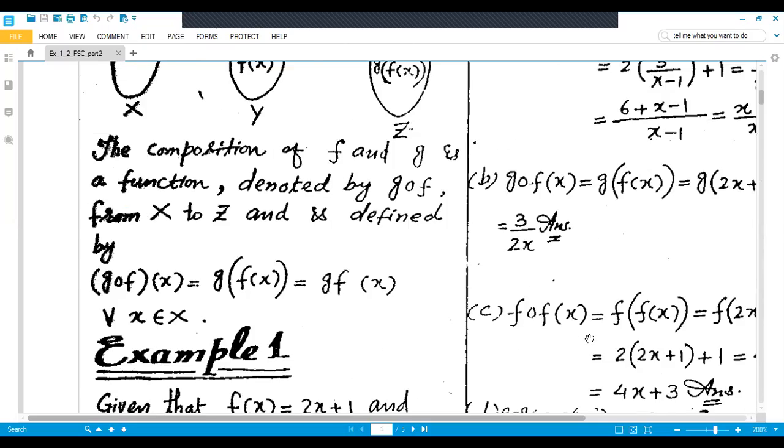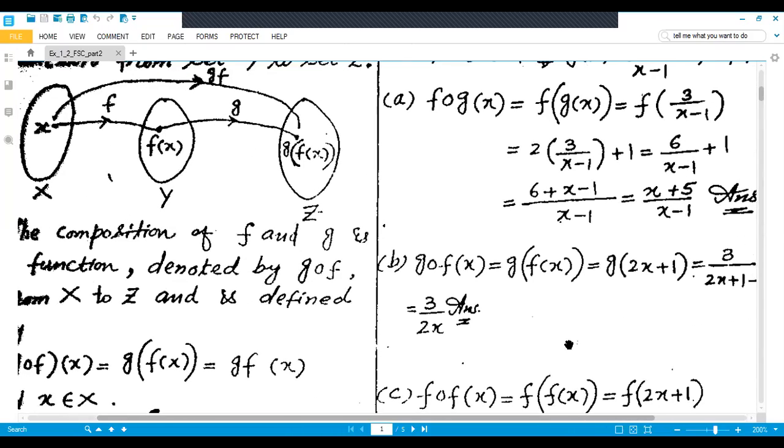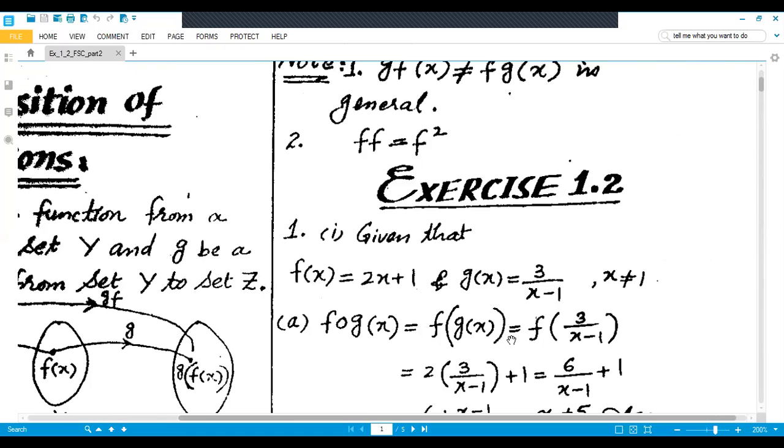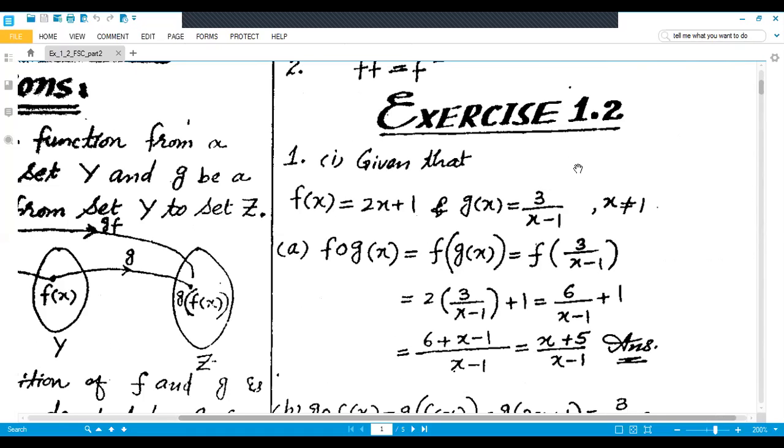Now if you look at this exercise 1.2, you are given that f of x is 2x plus 1 and g of x is 3 over x minus 1, where x is not equal to 1. If x is equal to 1, this function will be undefined. Therefore the condition is given, x is not equal to 1. What are you going to find? You are going to find f of g of x.